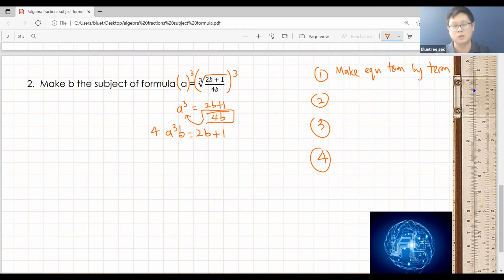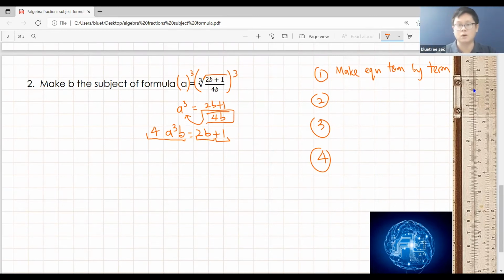So now when we make them term by term, you can see that on the left side, this is considered as one term, this is the second term, and this is the third term. So they are all term by term, without any fractions, cube root, square root, or power of 2 in the bracket whatsoever, nicely separated out.